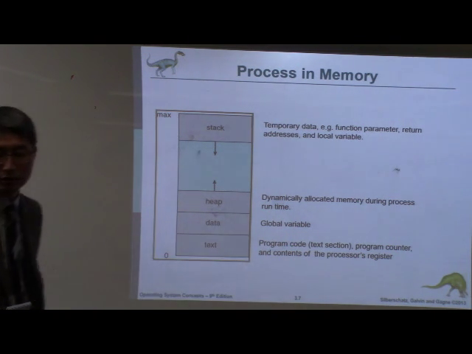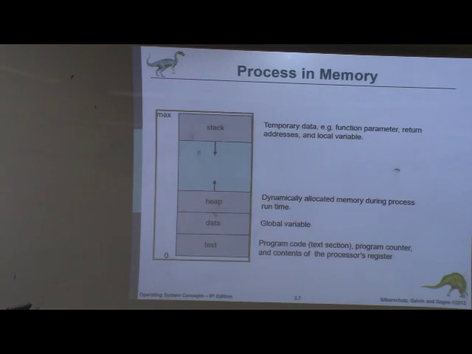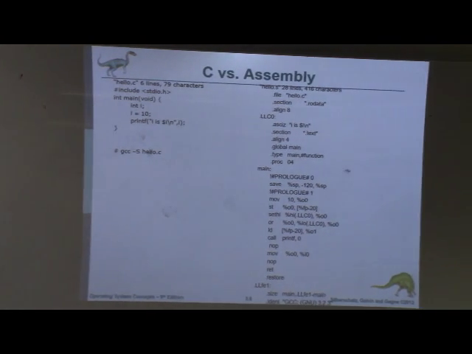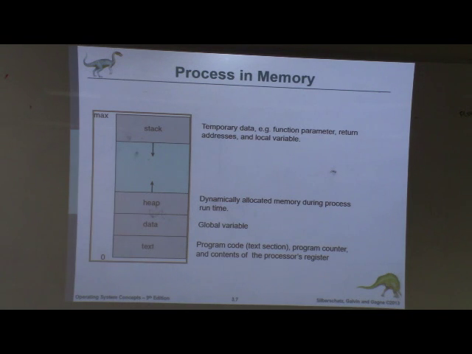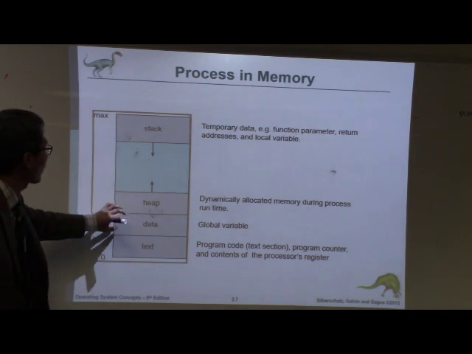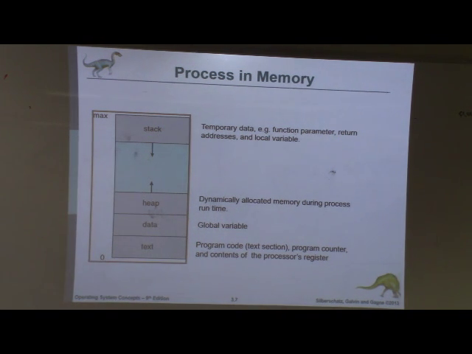the text, as I explained, is this code, the instruction code that will be loaded into the memory. So that's what we know for the process. Not only just the instructions, but it also has the data part: global variables, as well as a heap and stack area.